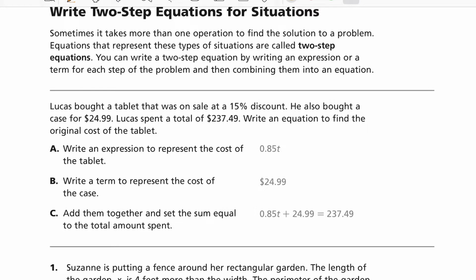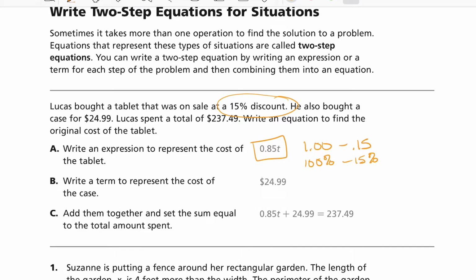So while this says it's a 15% discount, we're going to do 100% minus 15%. So this is paying 100% like you would any other item minus the 15% discount. And that gets us, as the cost of the tablet, 0.85 or 85 hundredths times T.